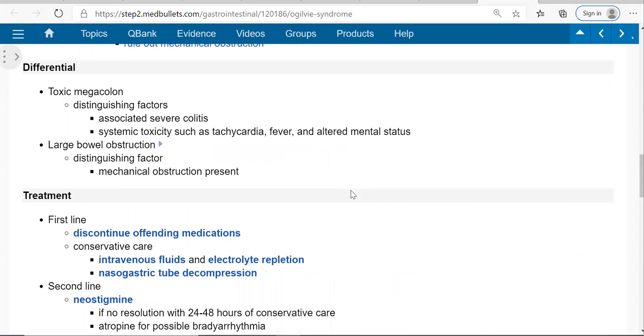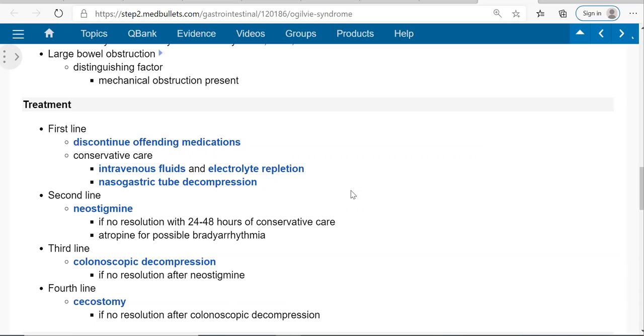Now, if it is a pseudo obstruction, the first line treatment is to stop any offending medication that can aggravate this pseudo obstruction. That's the first thing. And we will start with the conservative management, which means nothing by mouth, intravenous fluid, and nasogastric tube decompression. This is the conservative treatment we start with in any bowel obstruction. After that, the second line will be giving neostigmine, if within 24 to 48 hours of conservative treatment there is no resolution of symptoms.